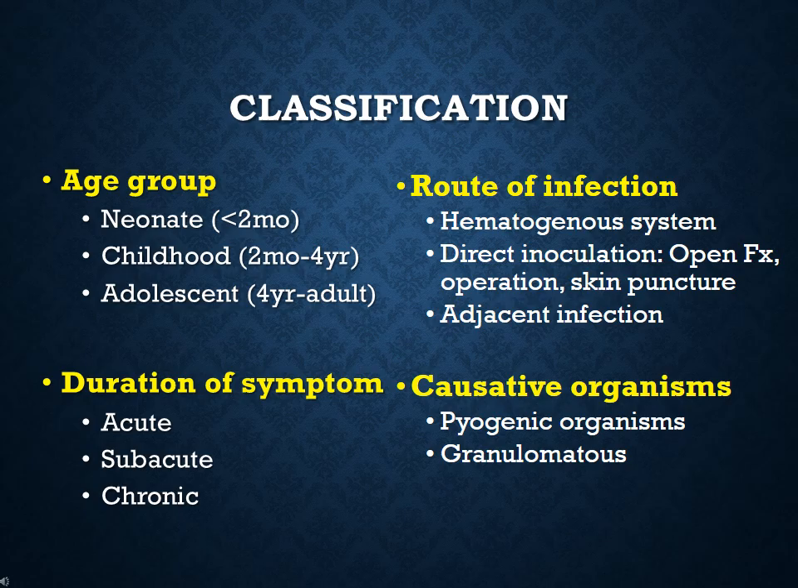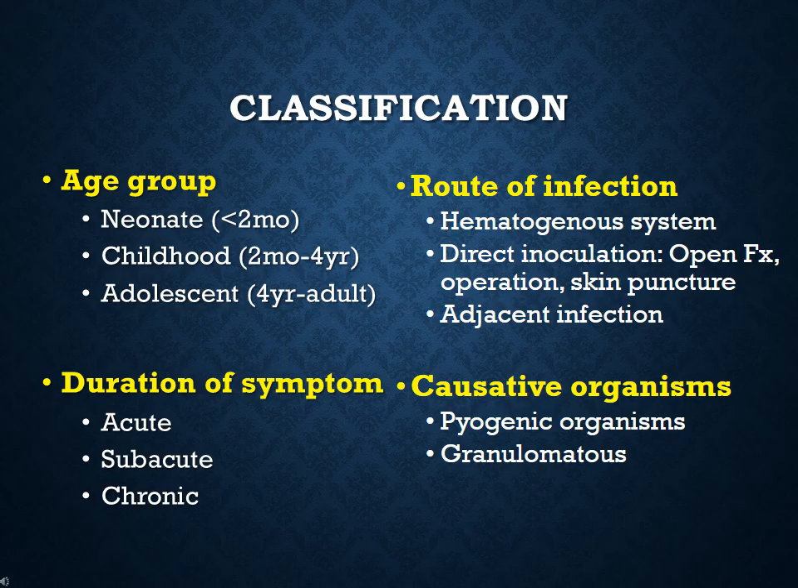Based on the duration of symptoms, osteomyelitis is classified as acute when symptoms are present for less than 2 weeks and are associated with sudden onset and marked inflammatory response. Subacute osteomyelitis refers to symptoms persisting for 2 to 6 weeks, typically with milder systemic features and localized disease. Chronic osteomyelitis is defined by symptoms lasting more than 6 weeks and is characterized by persistent infection, necrotic bone, and sinus tract formation.